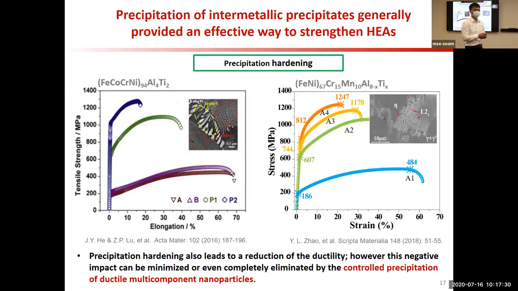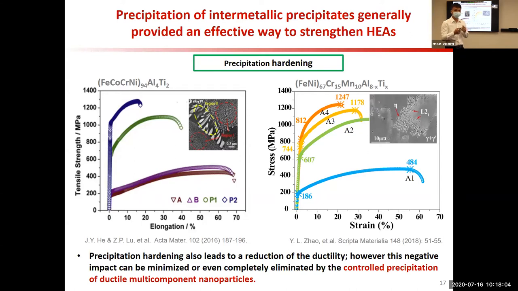And more recently, people try to use the precipitation of the nanoparticles to strengthen the material. And from these curves, we can see that the precipitation hardening can give very high yield strengths of the material, from 200 megapascal to gigapascal of those yield strengths. And also, the materials can maintain a good work hardening post the yielding region. But the problem is that it will also cause a reduction of the ductility.